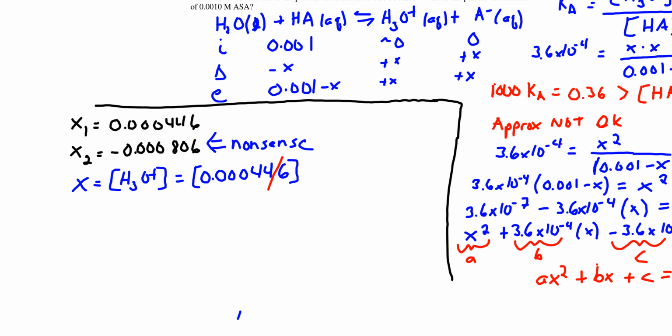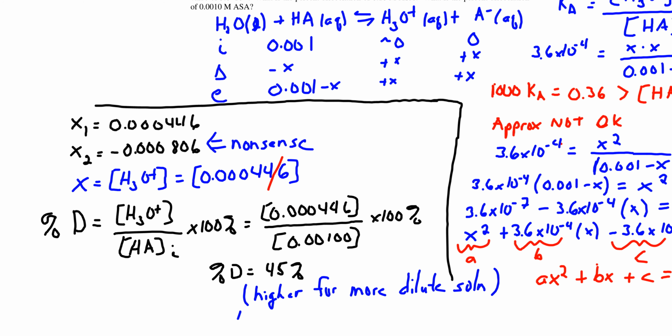It corresponds to the concentration of H3O+ and also the conjugate base. And finally, now that we have x, we can go back and answer our question, which is to determine the percent dissociation. All right, and we can calculate our percent dissociation, which comes out to be 45%. And as expected, our percent dissociation of our weak acid is higher for the more dilute solution of the weak acid.